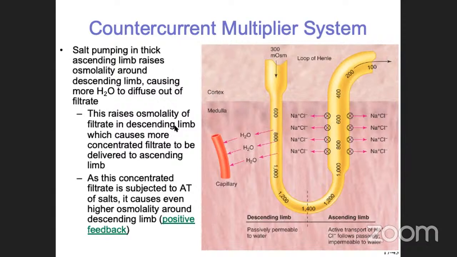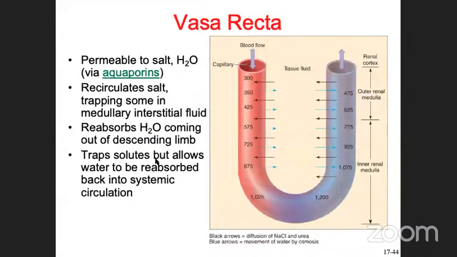And this raises the osmolality of the filtrate in the descending limb, causing more concentrated filtrate to be delivered to the ascending limb, as I mentioned earlier. And this concentrated filtrate is subjected to active transport of salts and causes even higher osmolality around the descending limb. And this is called the positive feedback of the kidney.